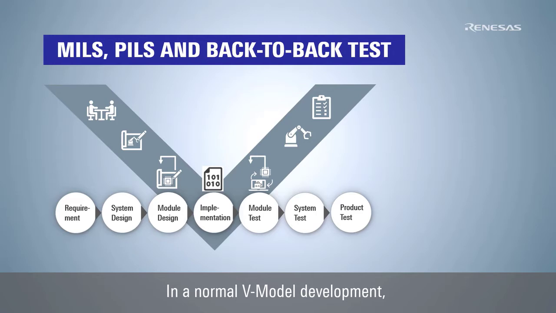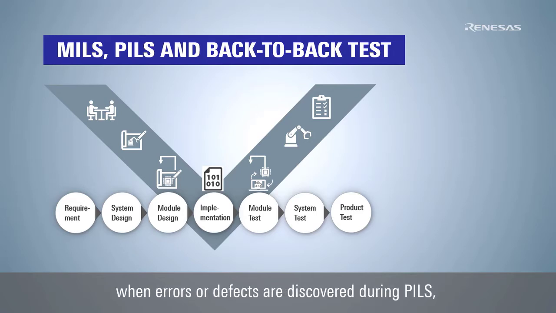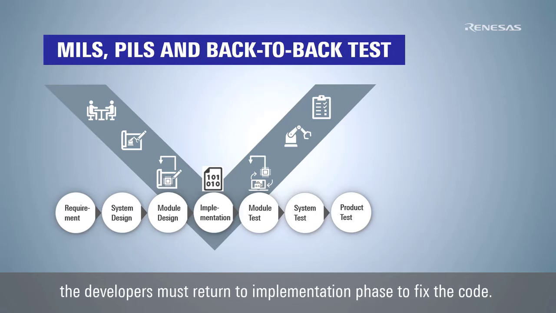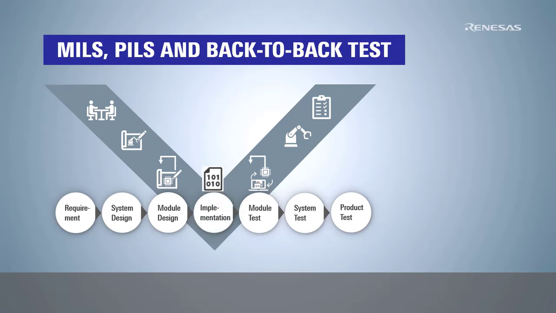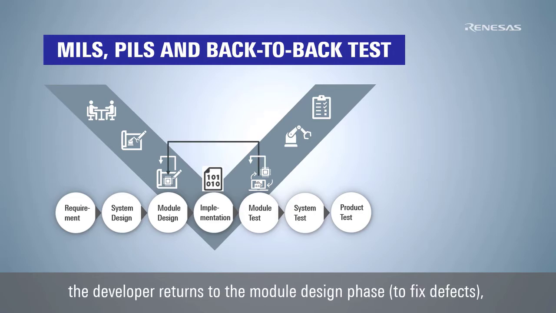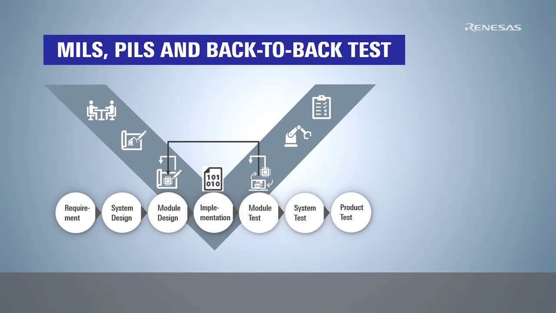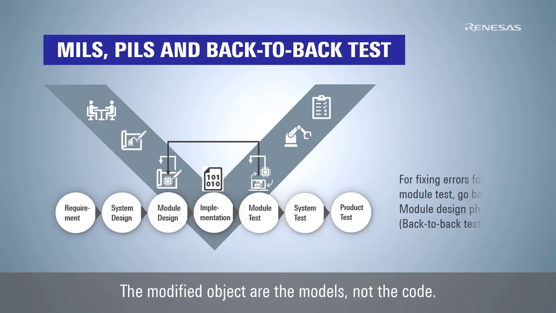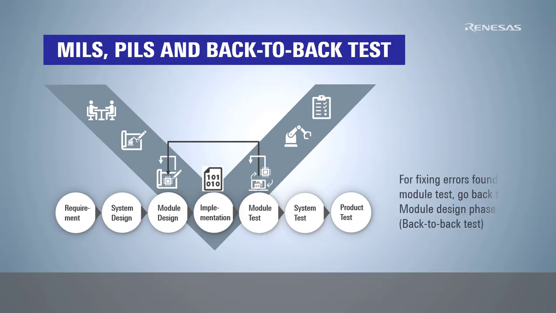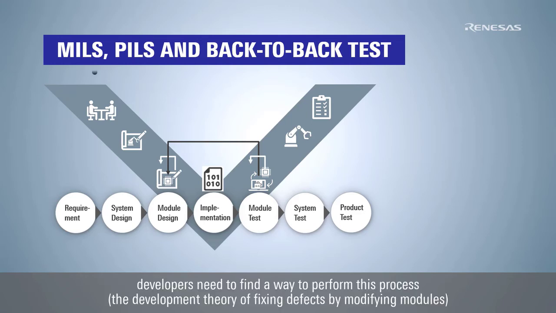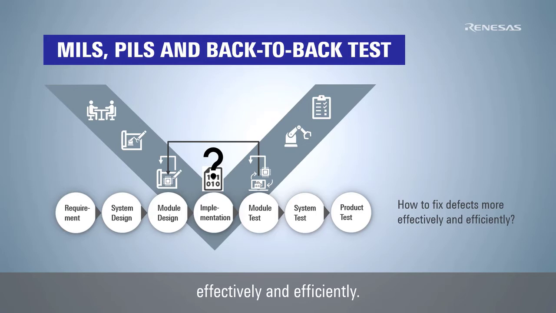In a normal V-model development, when errors or defects are discovered during PILS, the developers must return to the implementation phase to fix the code. However, in the case of MBD, the developer returns to the module design phase, as indicated by the arrow. The modified objects are the models, not the code. As a result, developers need to find a way to perform this process effectively and efficiently.